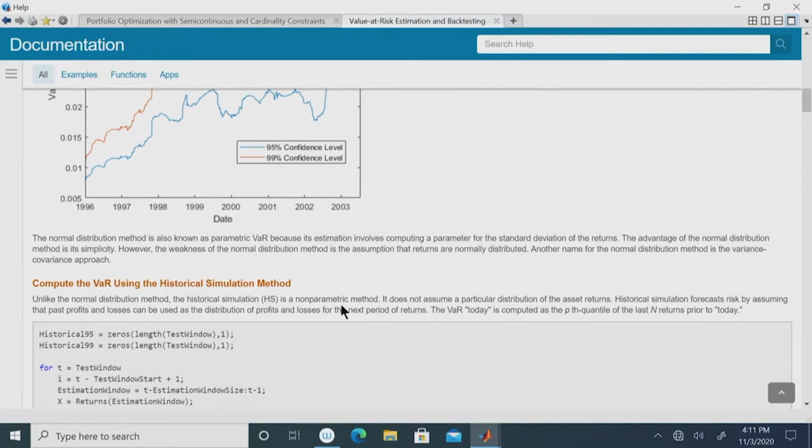And so, since it is a non-parametric method, it will not assume a particular distribution, because if you had a distribution, you would obviously expect that there is going to be some sort of a parameter that accompanies it.